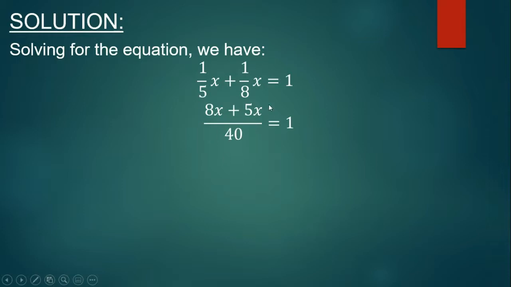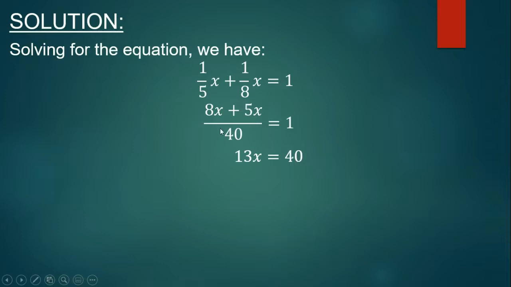So paano nakuha yung nasa taas? Yung LCD divided by 5 is 8. 8 times 1 is 8. 8 times x, kaya siya 8x. 40 divided by 8 is 5. 5 times 1 is 5. 5 times x is 5x. So is equal to, we simply copy 1. Cross multiplication, it will give us, understood, si 1 dito mayroong all over 1.